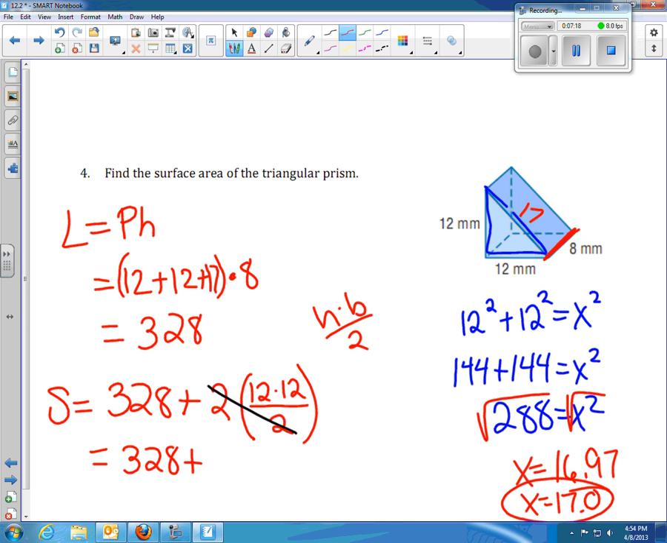We end up with 328 plus 144. And so therefore, we end up with 472. Don't forget a label, millimeters squared. All right, and that's our surface area, and that's what it asked us for.